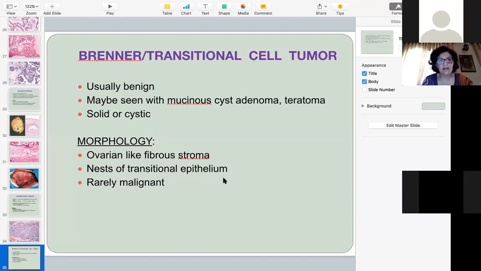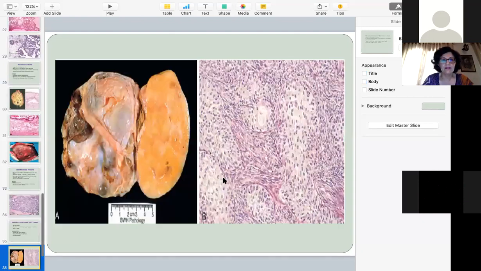They can be grade 1 tumors, the benign ones, or grade 2 tumors, slightly borderline type tumors, or definite malignant tumors, so 3 types. But most of these tumors are benign. Very rarely are they malignant. This is how they look. There is ovarian stroma, and then these are nests of transitional type of epithelium, stratified epithelium in the form of nests, and this is how it looks on gross examination. But mostly benign Brenner or transitional cell tumors have 2 components, the transitional epithelium and the ovarian type stroma.